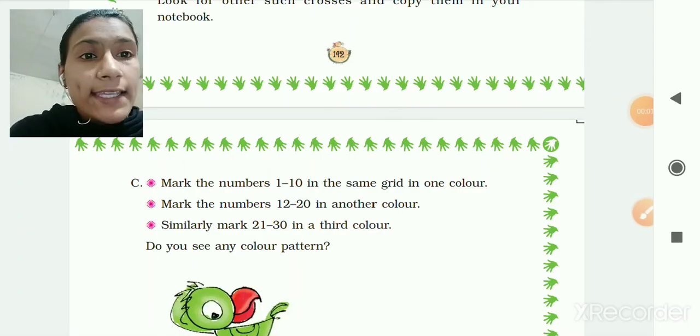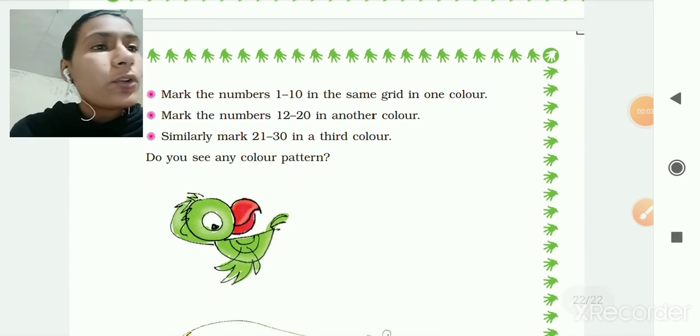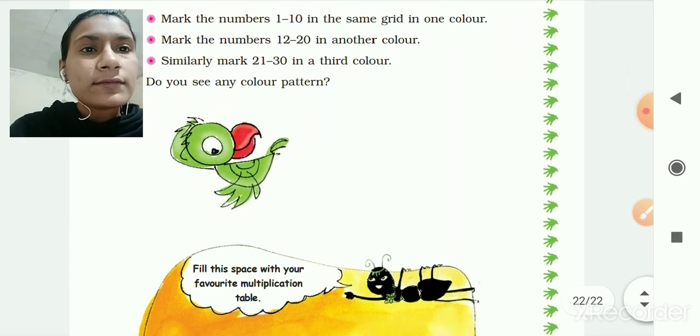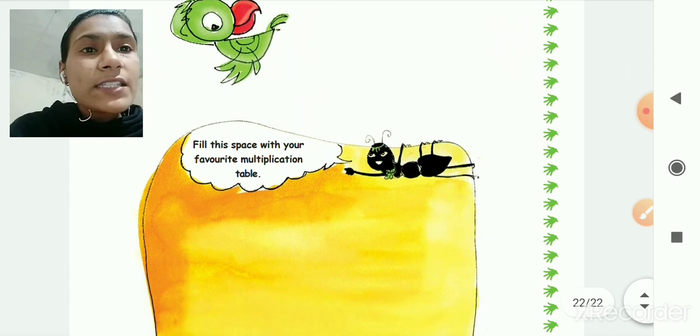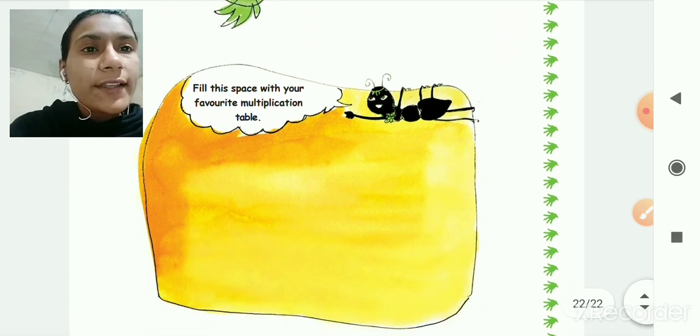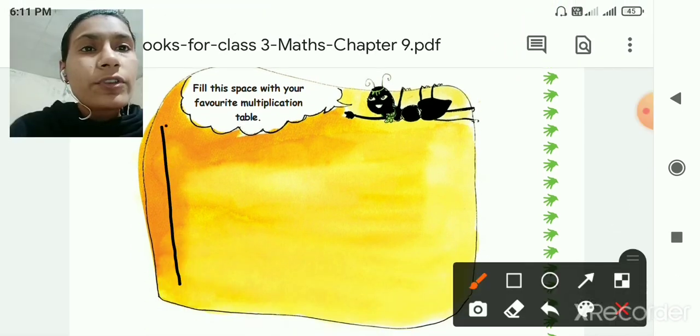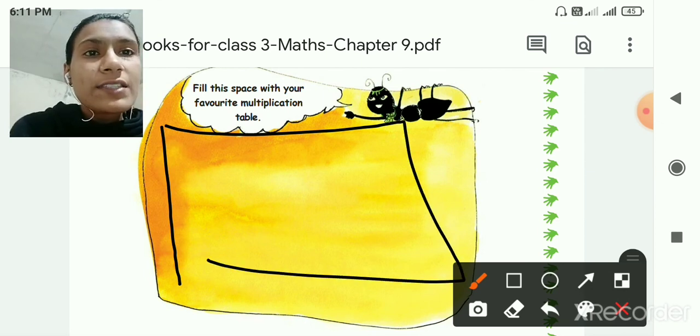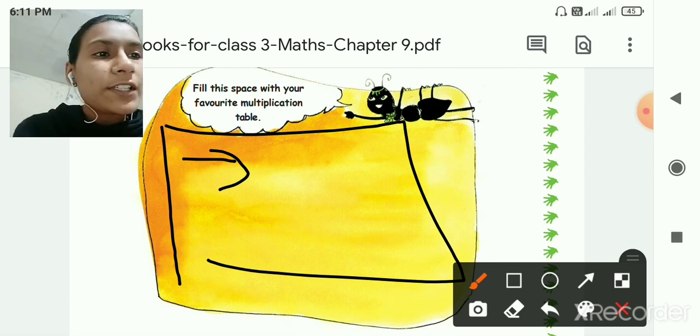Then do you see any color pattern? No, you can see only this three color pattern. Now fill this piece with your favorite multiplication table. So in your textbook, you have to fill this piece with your favorite multiplication table. So here you can write your favorite multiplication table.